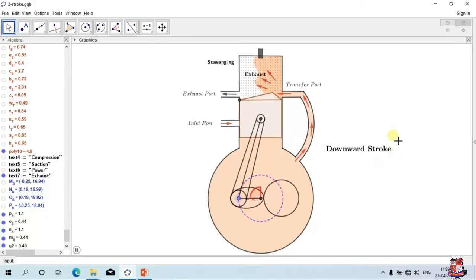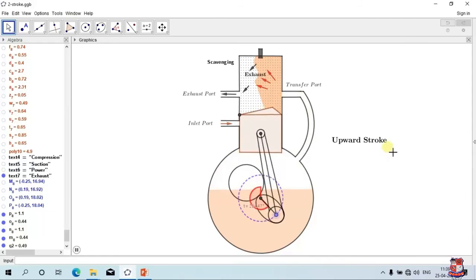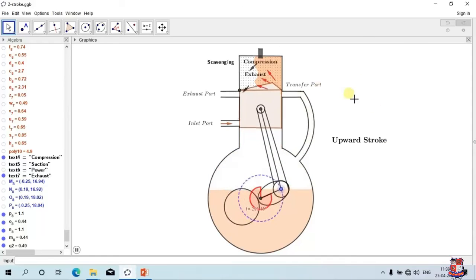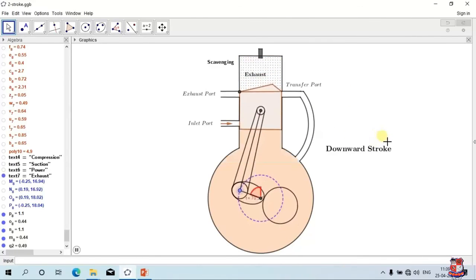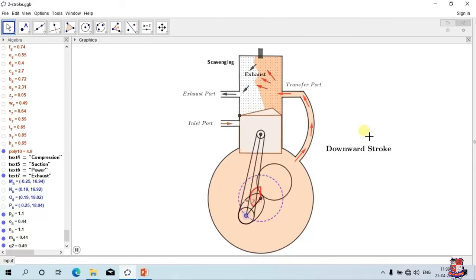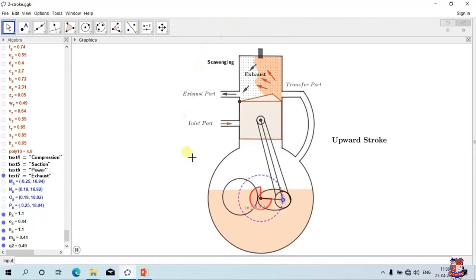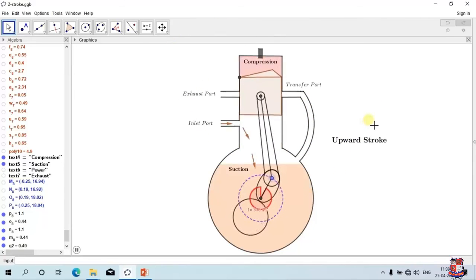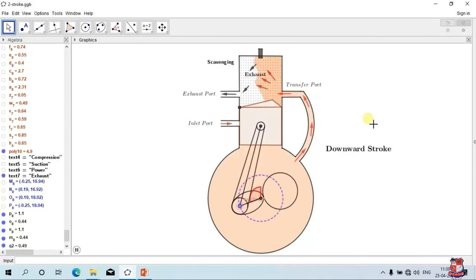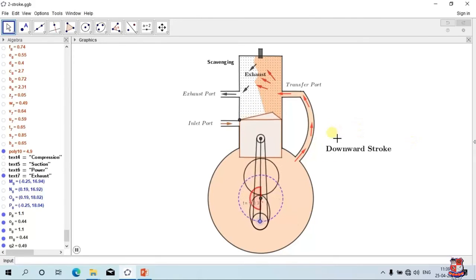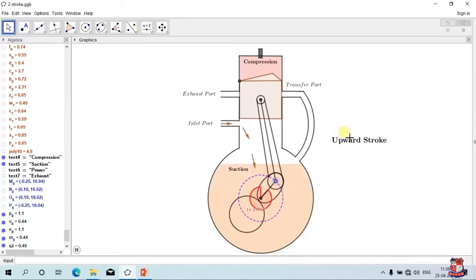In many books, the downward stroke is considered as first stroke and upward stroke is considered as second stroke. You can take any of the down or upward stroke as first or second. Okay, you can consider, but the working is not going to change based on whether you are considering it as a first stroke or second stroke. Okay, but it is better to mention downward stroke and upward stroke instead of first stroke and second stroke, so it will be easy to understand.